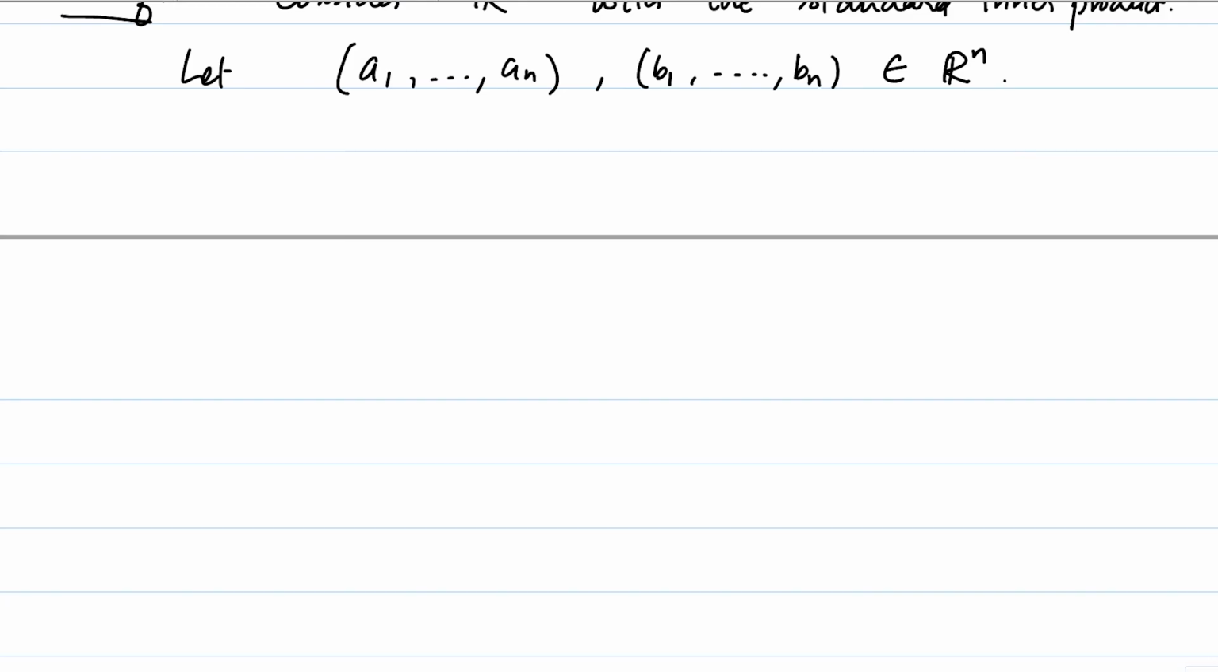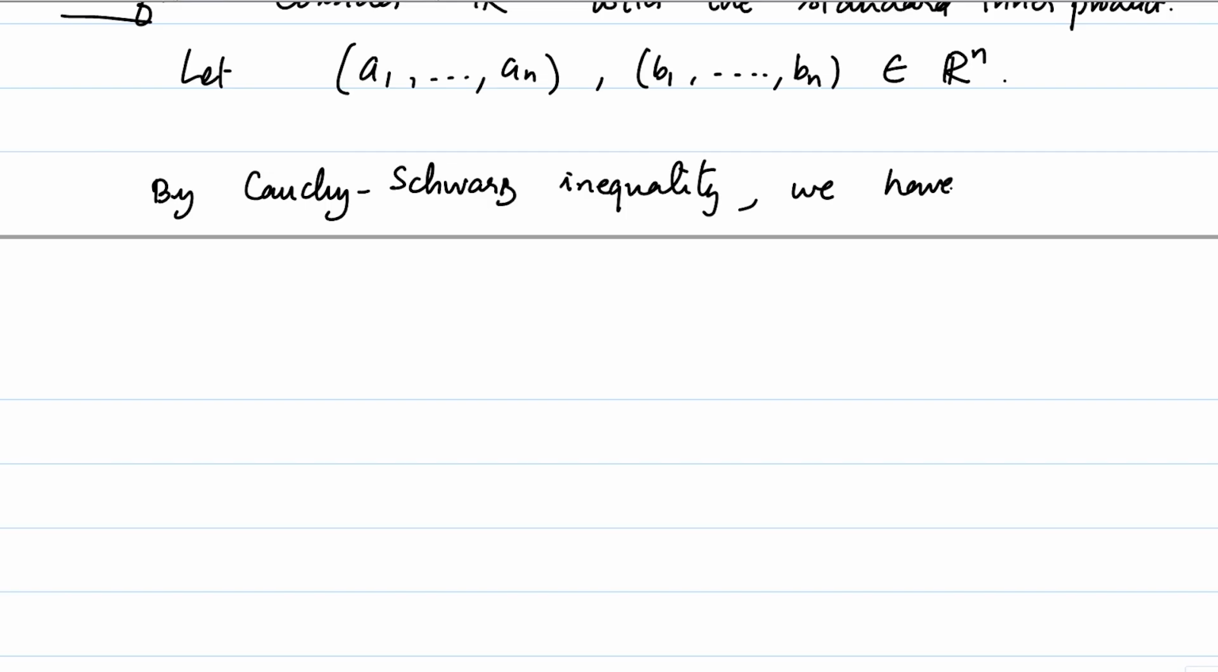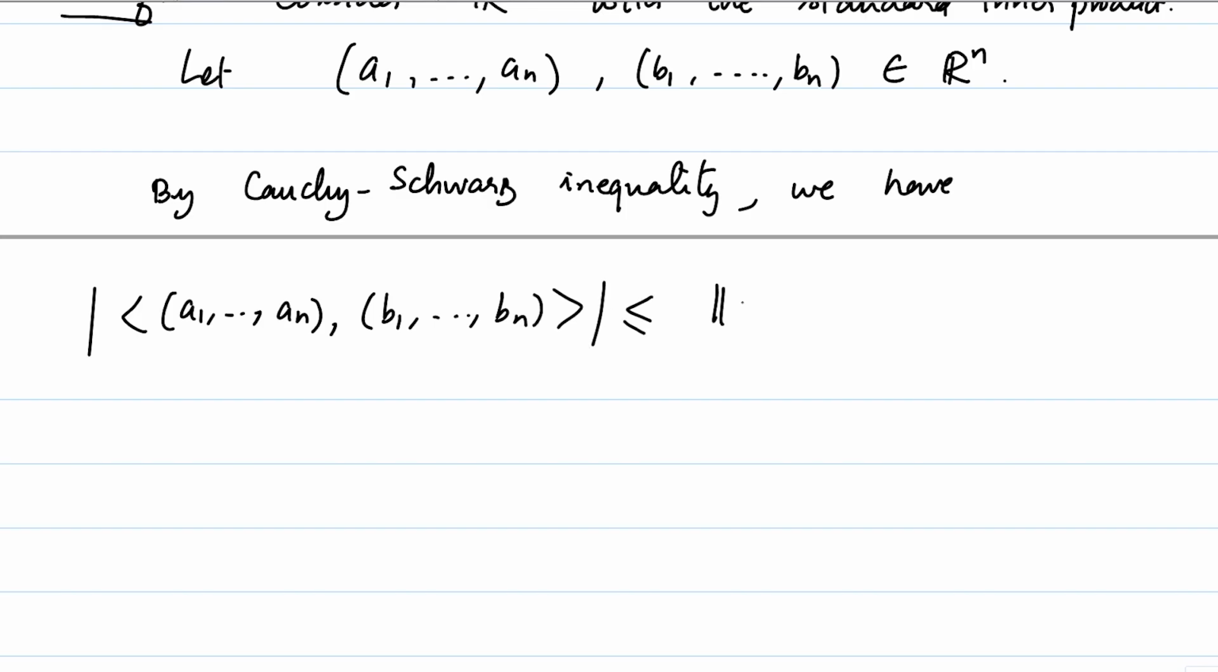Now let's try and recall what the Cauchy-Schwarz inequality says. By the Cauchy-Schwarz inequality, we have the absolute value of the inner product of a1 to an comma b1 to bn is less than or equal to the length of the vector a1 to an times the length of the vector b1 to bn. This is precisely what the Cauchy-Schwarz inequality says.